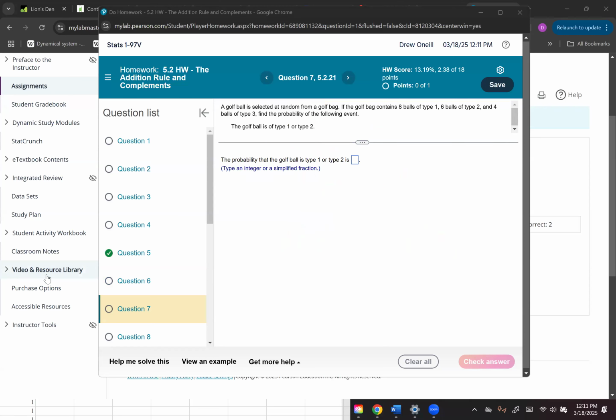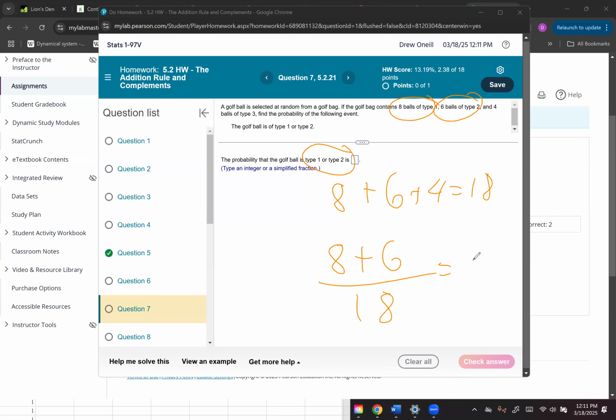A golf ball contains 8 balls of type 1, 6 of type 2, 4 of type 3. Well, how many balls is that? That's 8 plus 6 plus 4. That's 18. So the probability that a golf ball is type 1 or type 2 is the number of type 1 plus the number of type 2, divided by the total, so 14 over 18. Okay, and simplify. Moving on.